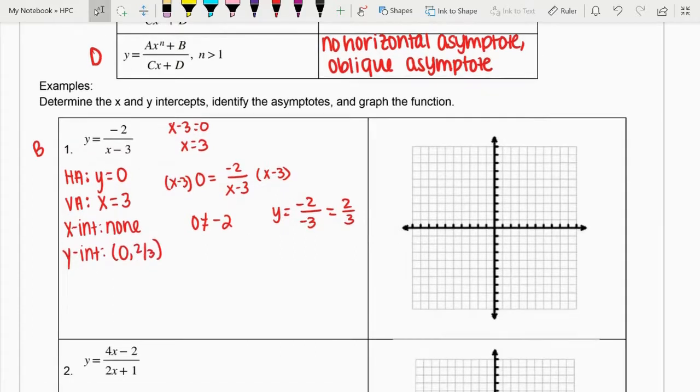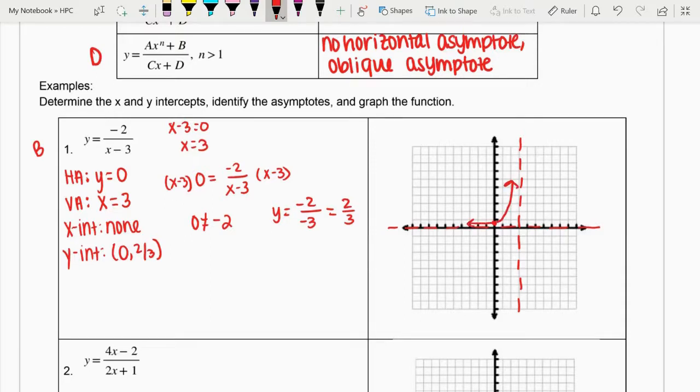Okay, so I can go ahead and plot these points first. So my horizontal asymptote is going to be at y equals 0. My vertical asymptote is at x equals 3. Okay, then I know my y-intercept is at 0, 2/3, like right about there. Okay. So this side is going to look like this.